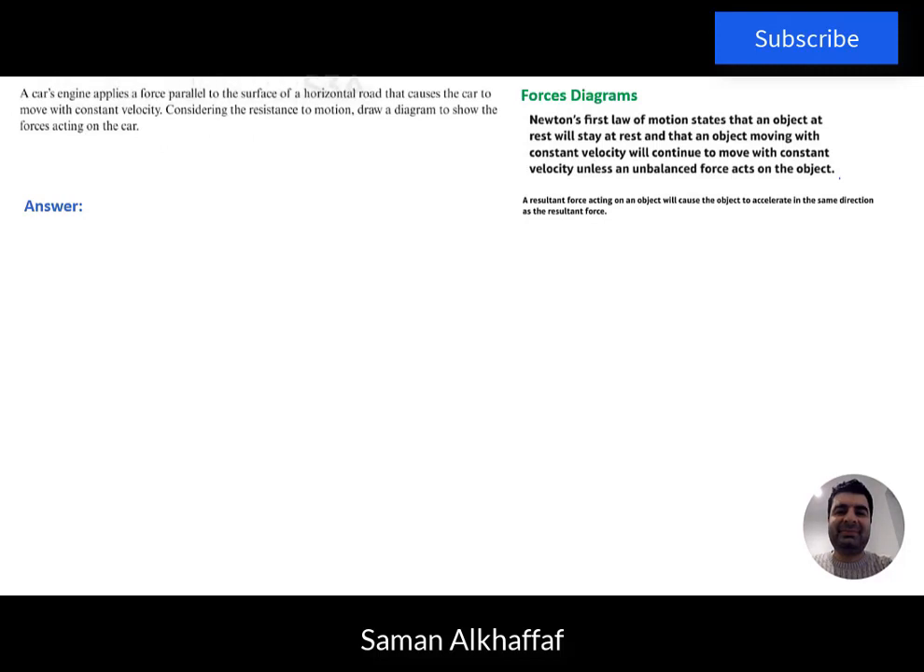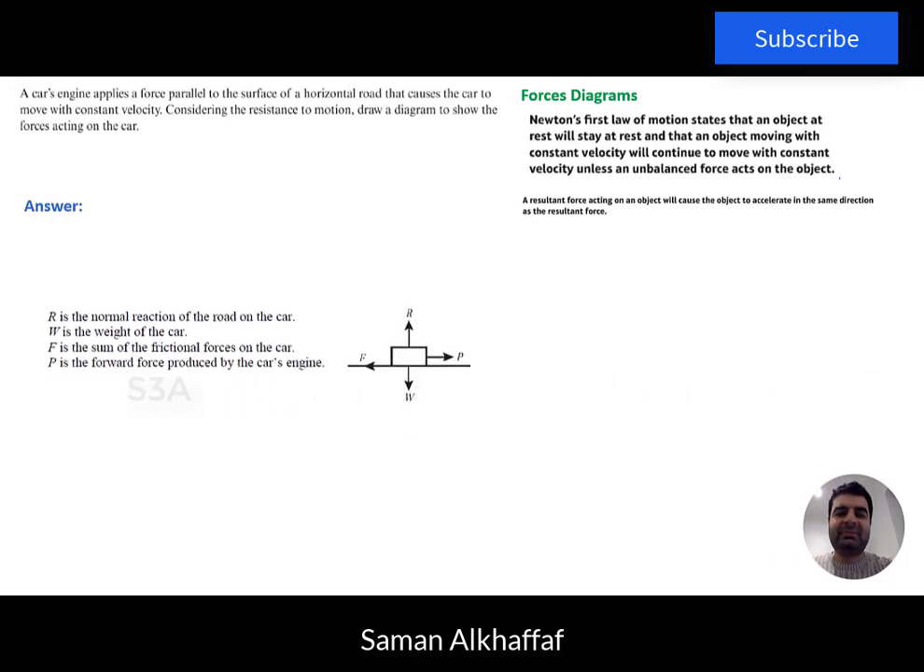In this example, a car's engine applies a force parallel to the surface of a horizontal road that causes the car to move with constant velocity. Considering the resistance to motion, draw a diagram to show the forces acting on the car. In this scenario, we place the vehicle on the horizontal plane, and we have the weight acting downwards and the reaction upwards. We have the force F, which is the frictional force on the car, and P is the force produced by the engine driving the car, let's say forward. And this will be our explanation of the forces acting on the vehicle.